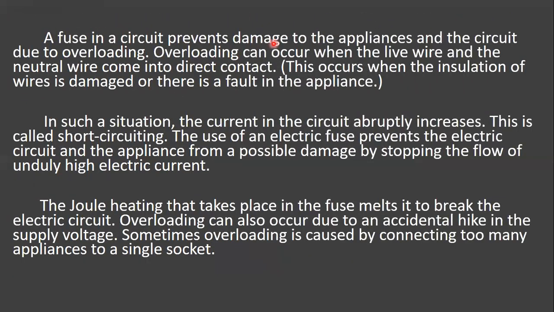A fuse in a circuit prevents damage to the appliances and the circuit due to overloading. And overloading can occur when the live wire and the neutral wire come into direct contact. See children, a fuse in a circuit prevents the damage to the appliances and the circuit due to overloading. This occurs when the insulation of the wires is damaged, or if there is any fault in the appliance.